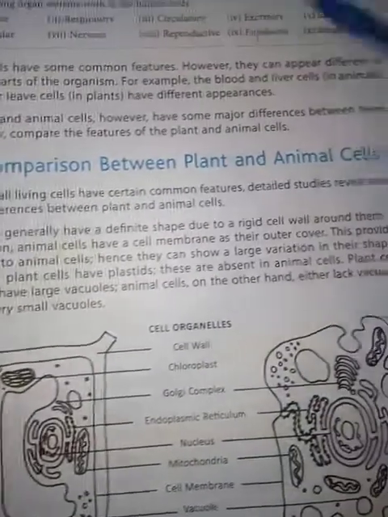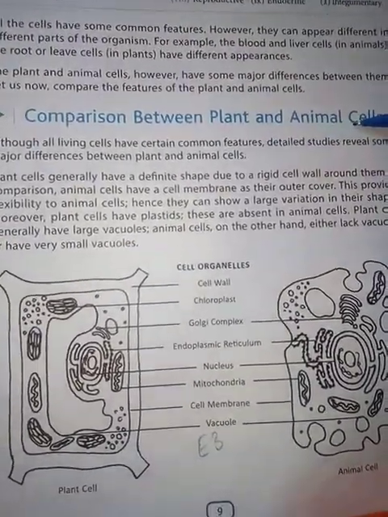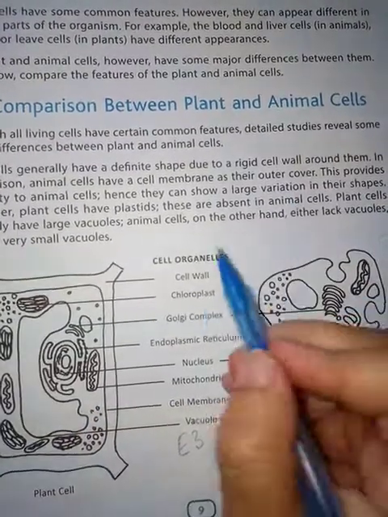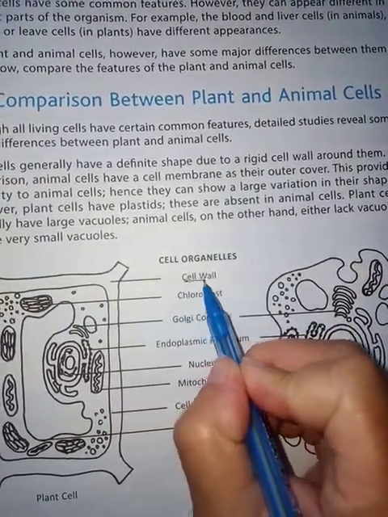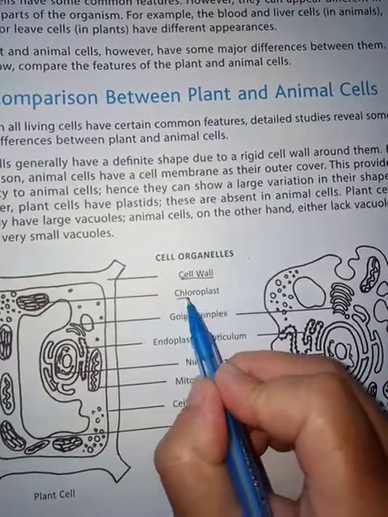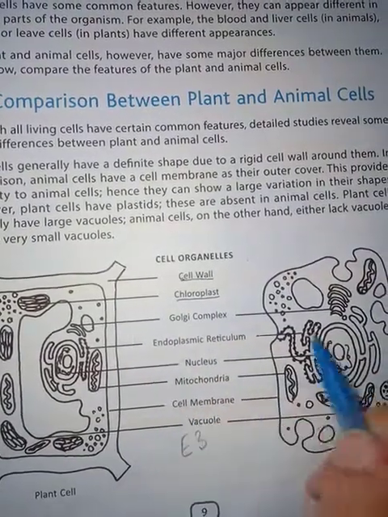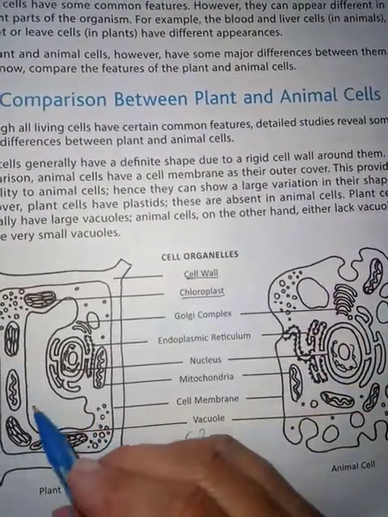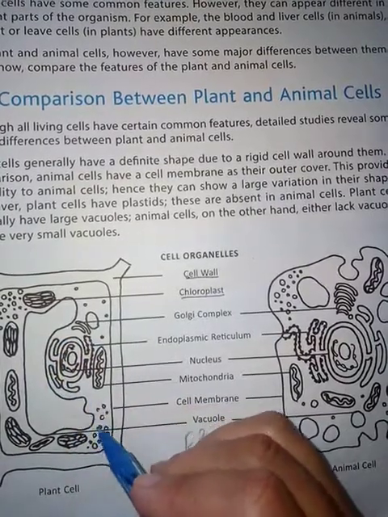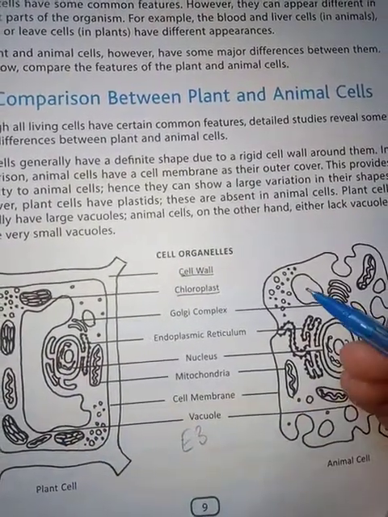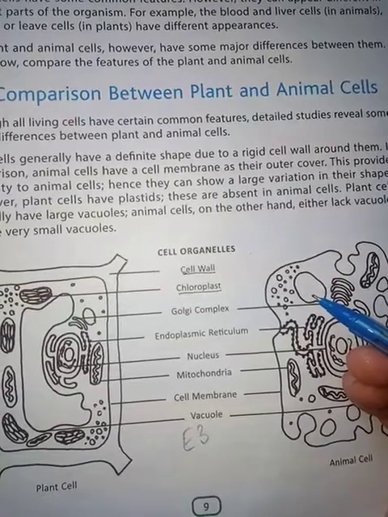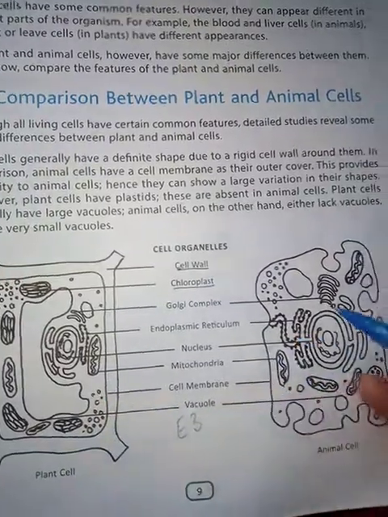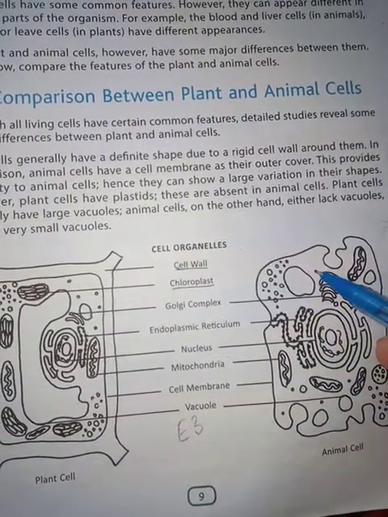Then next is comparison between plant cell and animal cell. The major difference between plant cell and animal cell is that plant cells have cell wall. Plant cells have chloroplast. Animal cells do not have these two. Then plant cells have a big large vacuole. Vacuole is bigger in size, whereas vacuoles are small in size in animal cell. Then plant cells have a regular shape, and animal cells have an irregular shape.